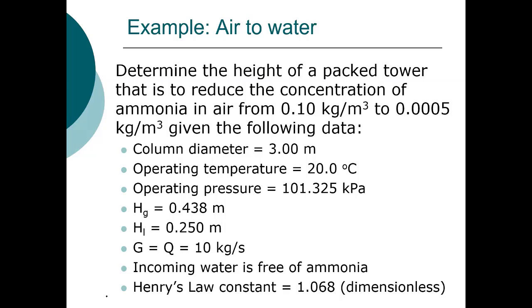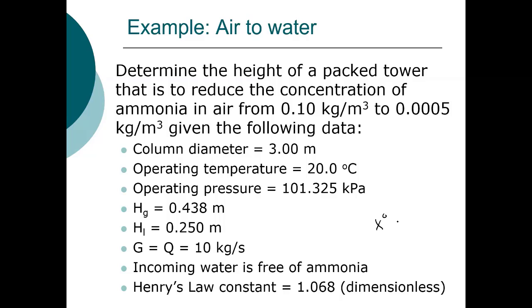where we're determining the height of a packed tower that's used to reduce the concentration of ammonia from 0.1 kilograms per cubic meter to 0.0005 kilograms per cubic meter, and you're given the data here. So you're given a column diameter, operating temperature, pressure. You're given a gas mass transfer coefficient, or H sub G, H sub L, and you're given the gas and liquid flow rates. We'll assume that the incoming water is free of ammonia.